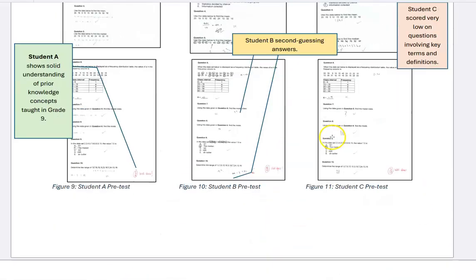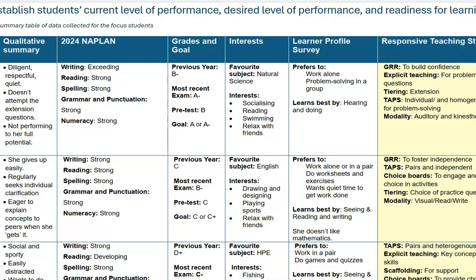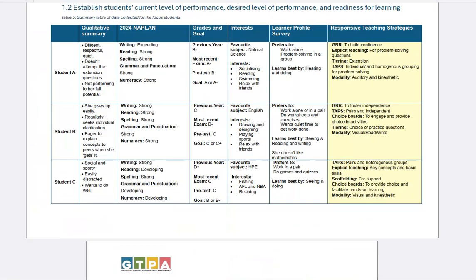This is obviously a pre-test, and then it expands upon that a little bit. Here's a summary that says, this is student A, here's my NAP plan, here's my grades, here's my interest, here's my survey, and this is my response. I really applaud the student putting the last column here, which is my responsive teaching strategy. So we see gradual release of responsibility, explicit teaching, etc., modality, tiering, choice boards, scaffolding, for example. All those things are now forecasting what you're going to do and demonstrate evidence of practice in section number 2.